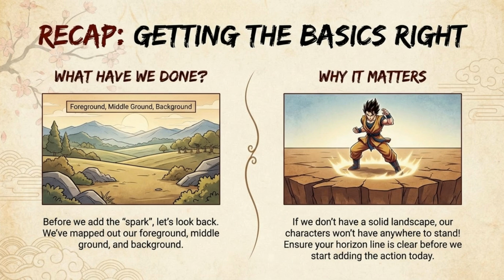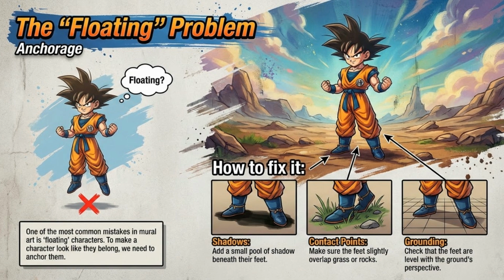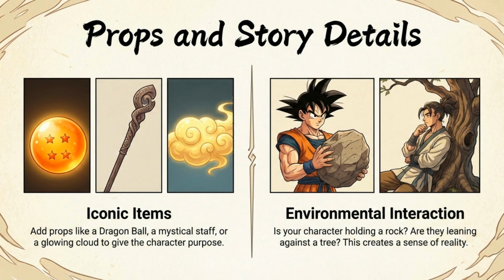A solid landscape is essential, so characters have a place to stand before adding action. One common issue is the floating character. To fix this, anchor them by adding shadows, checking for contact points with the ground, and ensuring their feet align with the perspective. Add props and story details to give your character purpose. Whether it's an iconic item or environmental interaction, these details create a sense of reality in your art.